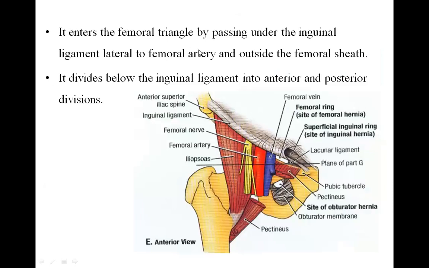It enters the femoral triangle by passing under the inguinal ligament, lateral to the femoral artery and outside the femoral sheath. Here is the inguinal ligament, so it will come out. It passes behind the inguinal ligament and it will enter into the femoral triangle. Here it lies lateral to the femoral artery. It divides below the inguinal ligament into anterior and posterior divisions. Immediately, it divides in the femoral triangle into anterior and posterior divisions.